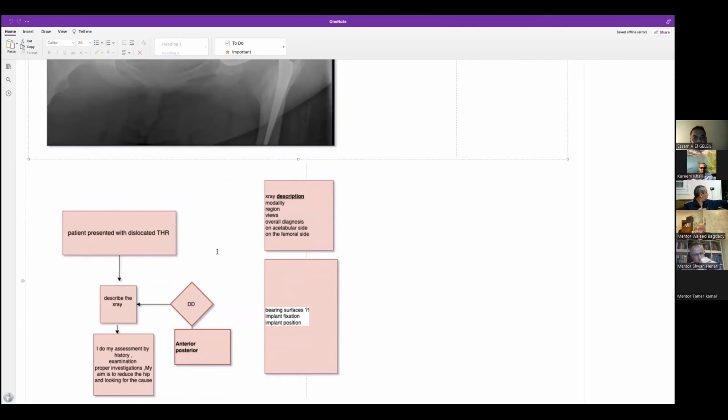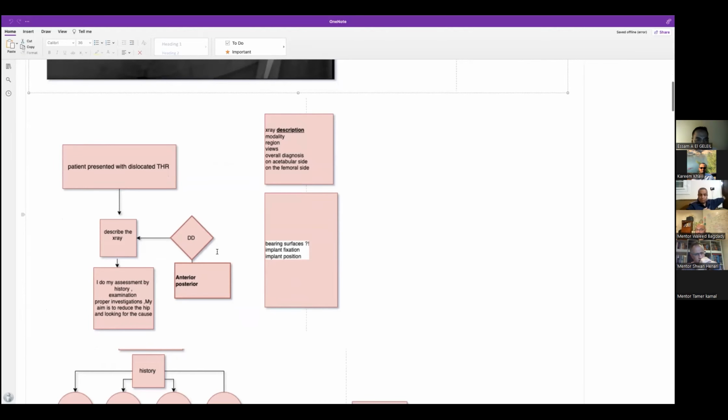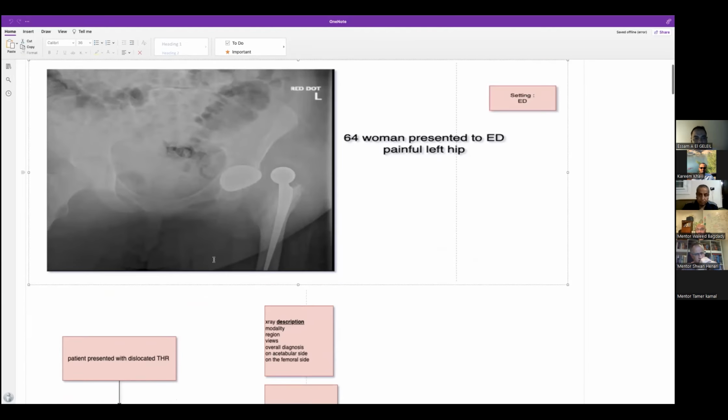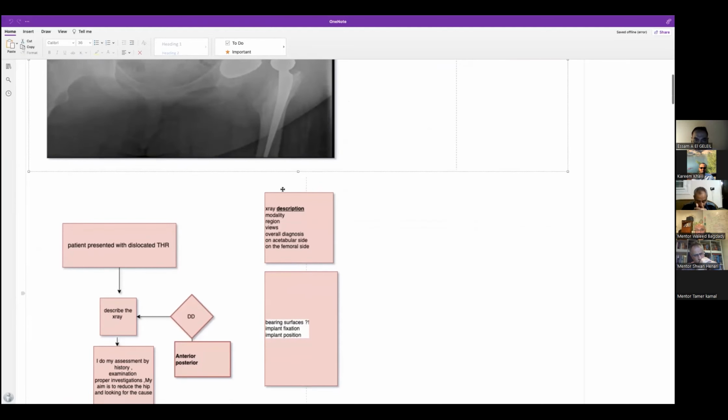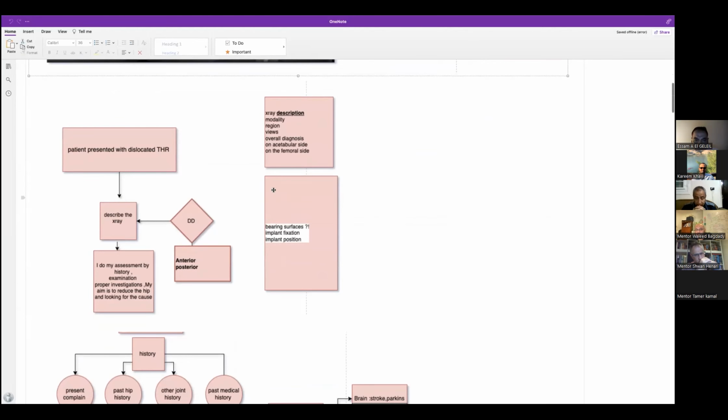So the patient presented with a dislocated total hip replacement. First of all, I'll describe this X-ray. This is a plain radiograph, AP of the pelvis showing a hybrid hip replacement with a dislocation. It can be an anterior or posterior dislocation. The position of the acetabular cup looks a bit closed. However, I need to review other X-rays, and I cannot comment on the femoral version. So that's the very first full description.